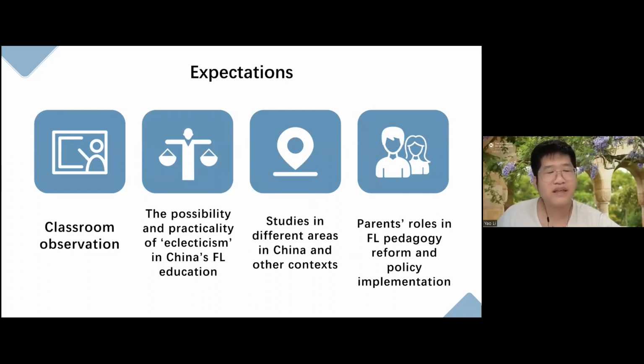The first one is that some objective methods should be used, for example, classroom observation to triangulate the results and findings. And then the possibility and practicality of eclecticism to balance the traditional ways and the new ways may be the better way for Chinese language teaching.